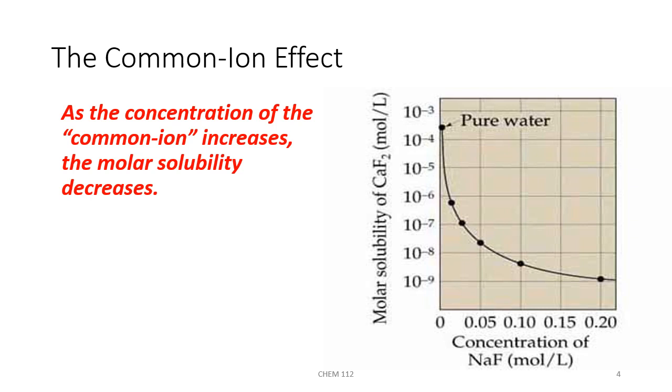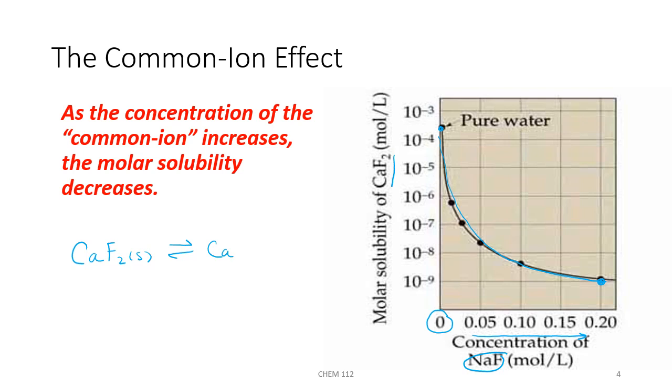If we look at the graph on the right, we can see that as the concentration of our common ion, sodium fluoride, increases going from left to right, the molar solubility of our solid calcium fluoride, or how many moles will dissolve per liter, is decreasing. It starts out between 10 to the minus third and 10 to the minus fourth in pure water, where the concentration of sodium fluoride is 0, and as that concentration increases, it drops exponentially. It falls all the way down to 10 to the negative ninth at a 0.2 molar concentration of our common ion.